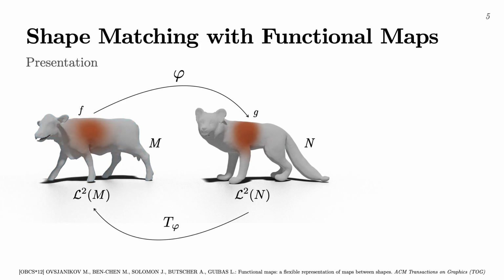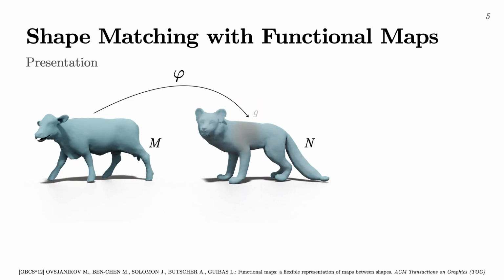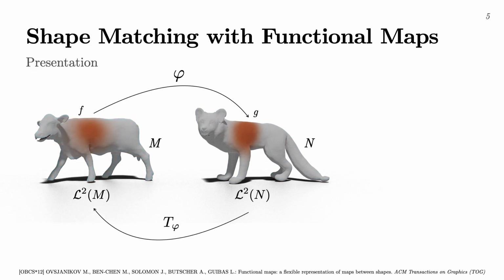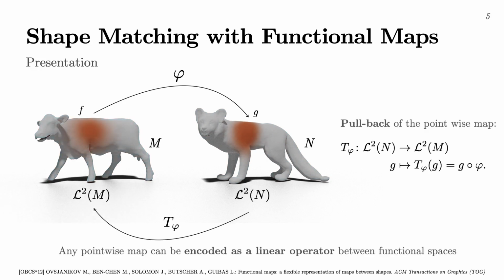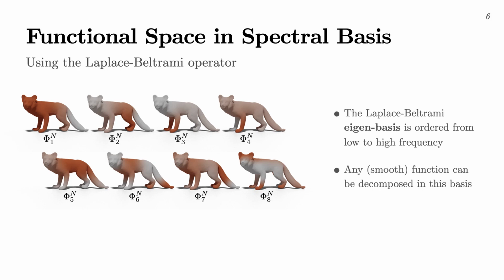The key advantage of matching functions is that the resulting mapping between functional spaces is a linear map. It's called the pullback, and as a linear operator, it can be decomposed in a linear basis. It is then common to use the Laplace-Beltrami operator eigenbasis, which is the equivalent of a Fourier basis for curved domains. In particular, it can be ordered from low to high frequency. Any smooth function can be decomposed in this basis.